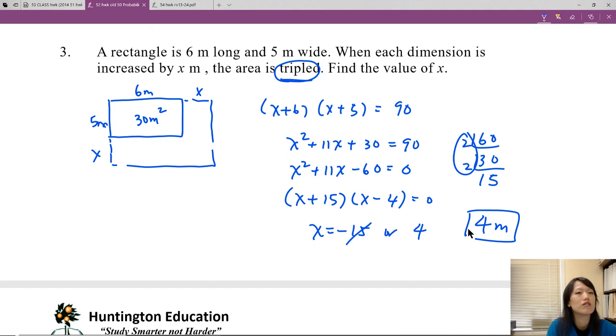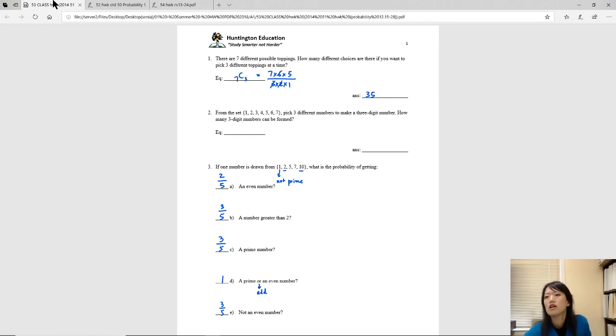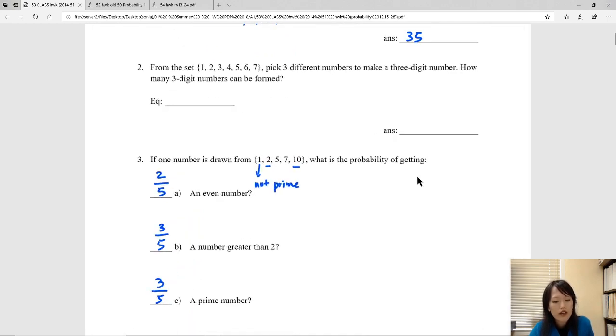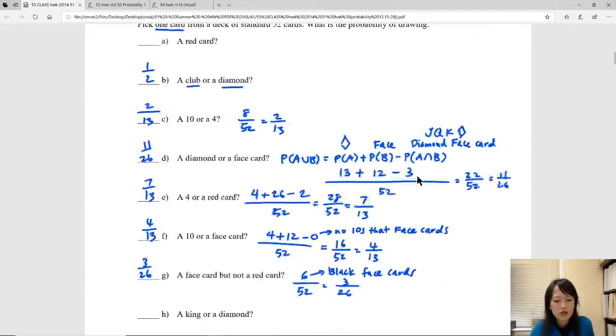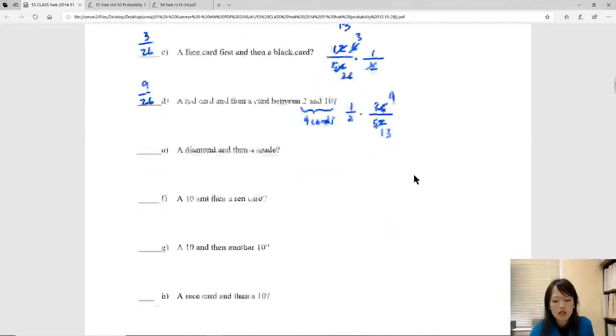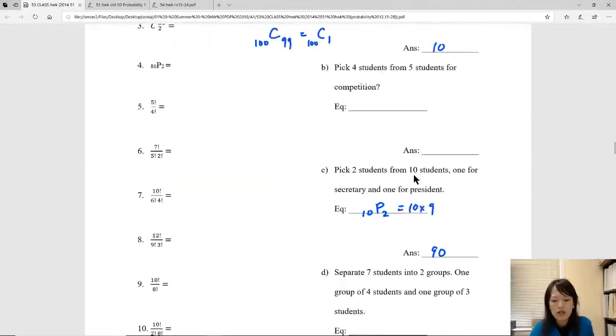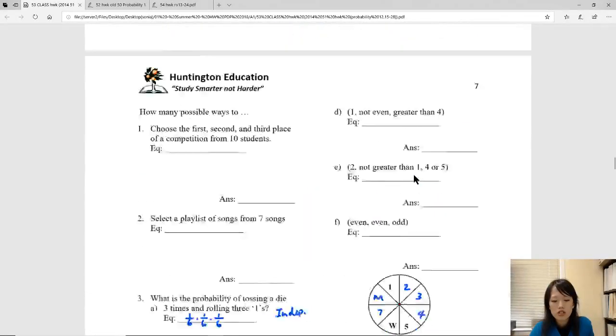Actually, we did the next 3. Any questions on homework you're turning in today? Let's look at that. What about the playlist? Any issues on homework you're turning in today? The playlist one, you said? Which one? Page 7, number 2. Okay, let's look at that.